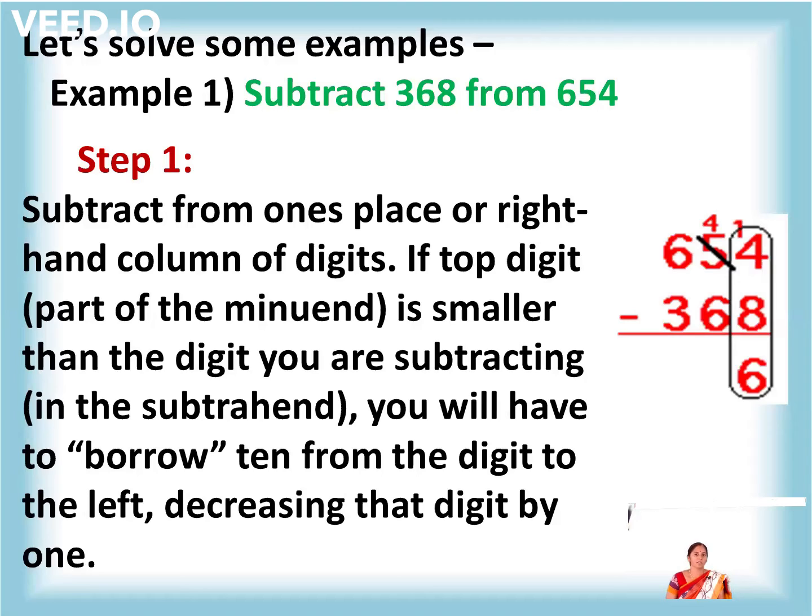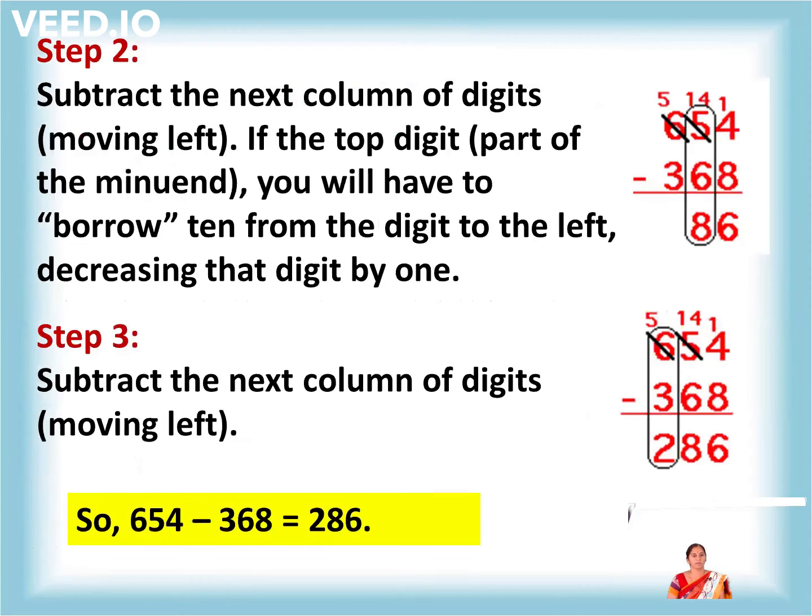Example number 1, subtract 368 from 654. Here the steps are given. Step number 1, subtract from the ones place, the right-hand column of digits. If the top digit, or we can say the minuend, is smaller than the digit you are subtracting, that is the subtrahend, you will have to borrow 10 from the digit to the left, decreasing that digit by 1. Step number 2, subtract the next column of digits, moving left.